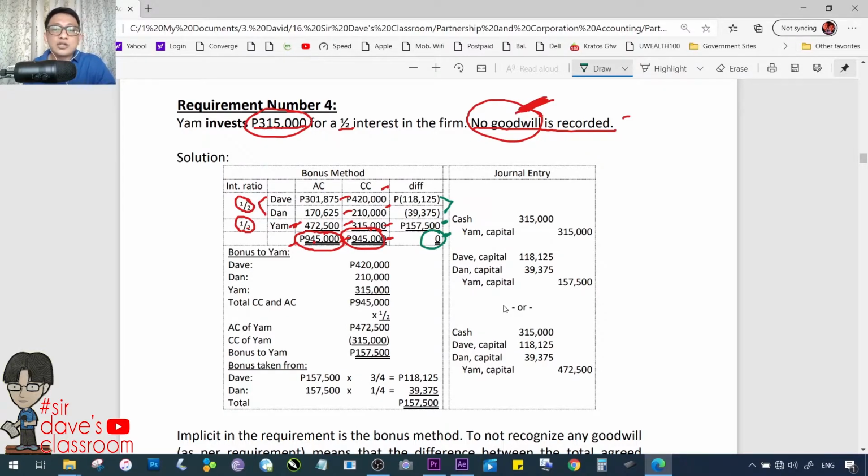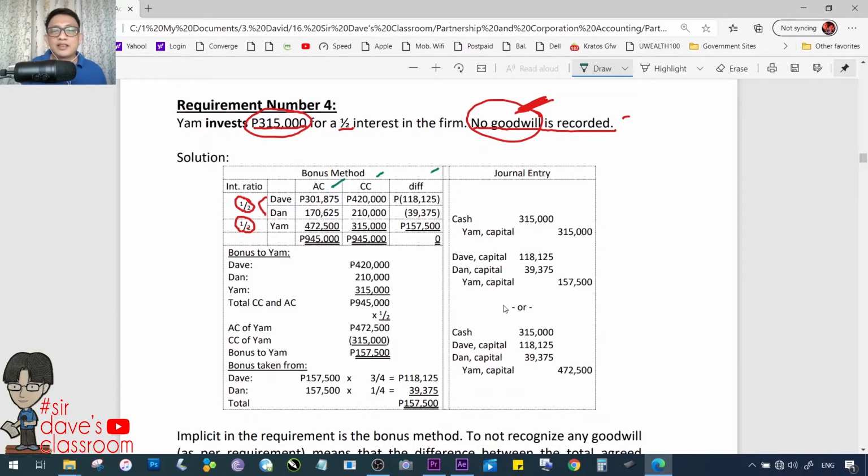157,500, 3:1 kasi silang dalawa eh. So, times 3/4, correct, 118,125. And 39,375. So, combining that with 420, you will arrive at 301,875 and 170,625. So, all of this, we have completed by the use of common sense at saka yung understanding natin sa sequencing on how to fill up our axis-deep technique.